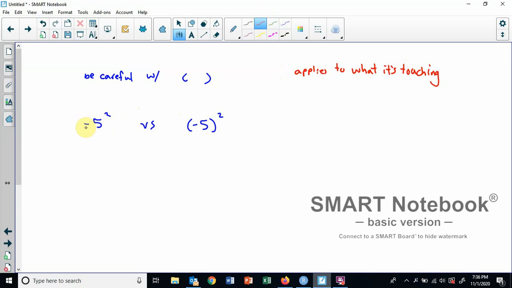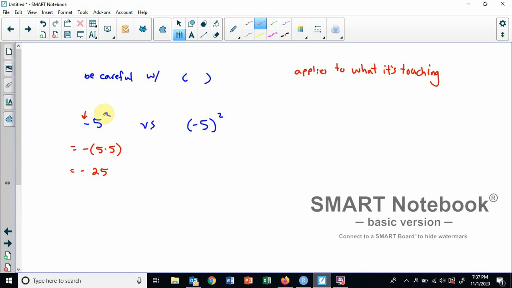Okay, so look at this one. The 2 is right beside or touching the 5. It is not touching the negative. Y'all see that? So this one, while we lazily say this, we often mean this one over here. This negative is actually just going to be floating out front, and the 2, the exponent, is applied to the 5. That would be 5 times 5, right? And we know 5 times 5 is 25.